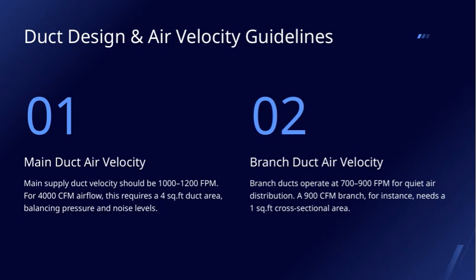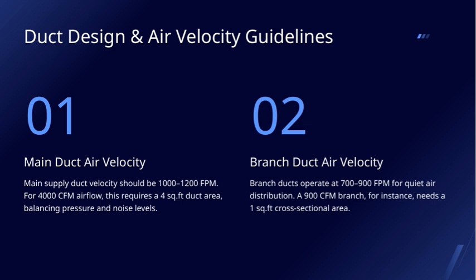Now, let's take a closer look at the air velocities for branch and main supply ducts. For branch ducts, we aim for an operating range of about 700 to 900 feet per minute. This range helps ensure quiet air distribution, which is critical for maintaining comfort without excessive noise. For example, if we have a branch duct carrying 900 CFM, it typically needs to have a cross-sectional area of about 1 square foot to achieve that velocity comfortably.